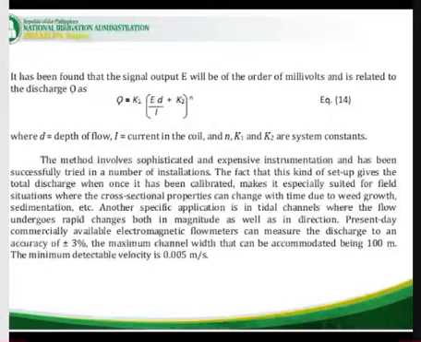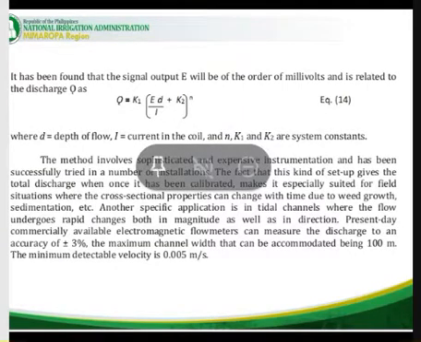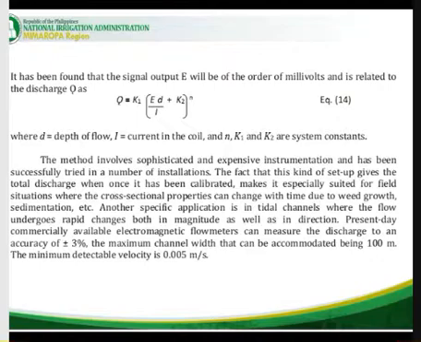It has been found that the signal output E will be of the order of millivolts and is related to the discharge Q as Q equals K1 multiplied by ED over I plus K2, raised to N, where D equals depth of flow, I is the current in the coil, and N, K1 and K2 are system constants.